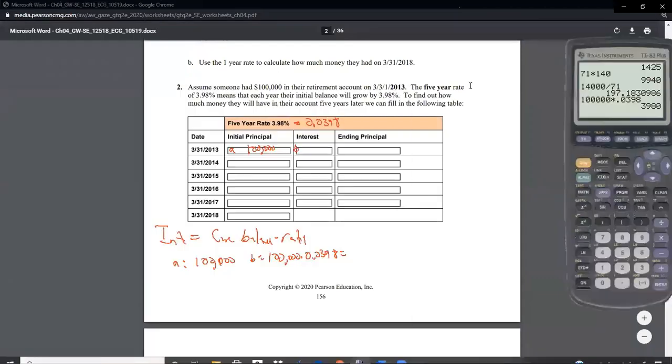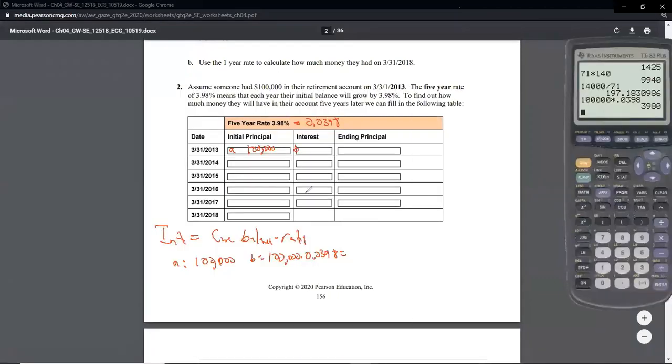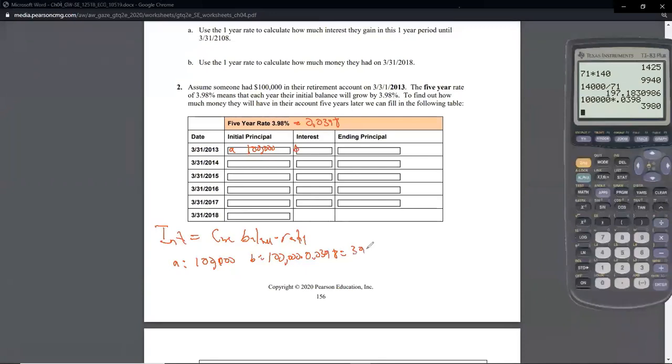Calculator up there though, for this part. There we go. 3980. So the amount of interest, and these are in dollars, would be 3980. That is the amount of money Bob just got for free by having $100,000 sitting in an account for a year. So again, this money was sitting in the account for a year.